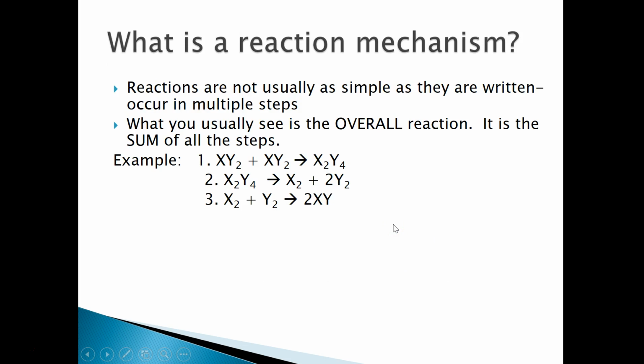All right, so reaction mechanisms. Now, reactions, we know, are not usually as simple as they're written, and they'll occur in multiple steps. What we see usually is the overall reaction, which is the sum of all the steps. So here we have an example mechanism with 3 steps. And just like what we did when we worked with Hess's law, we can cancel out reactants and products if they're on opposite sides of the arrow.